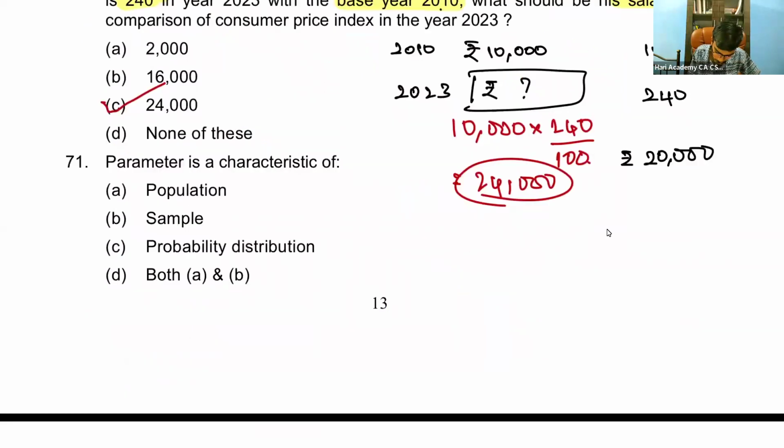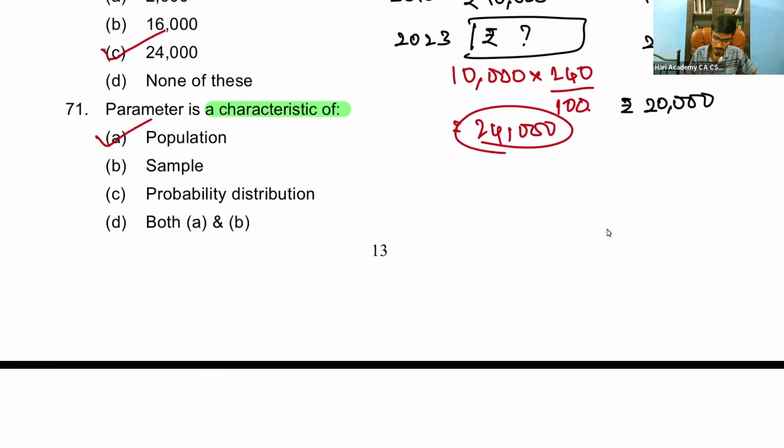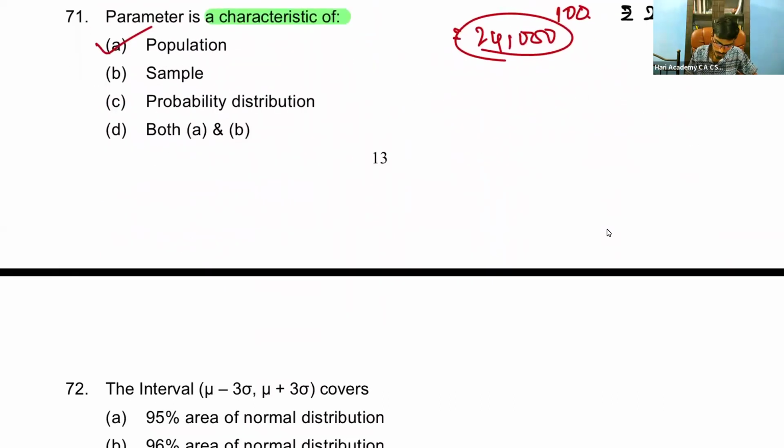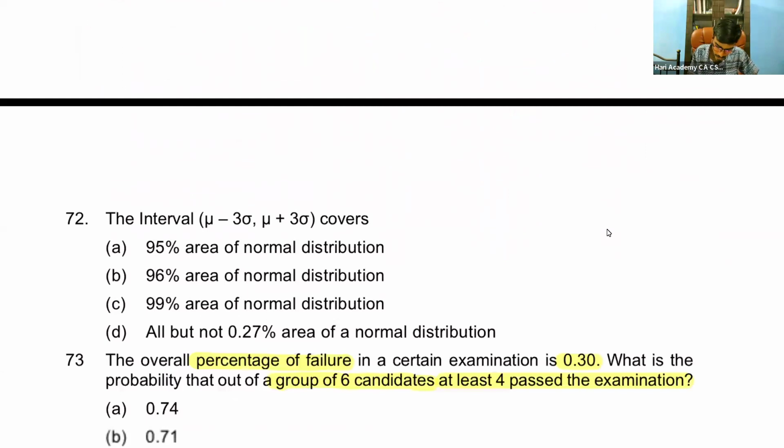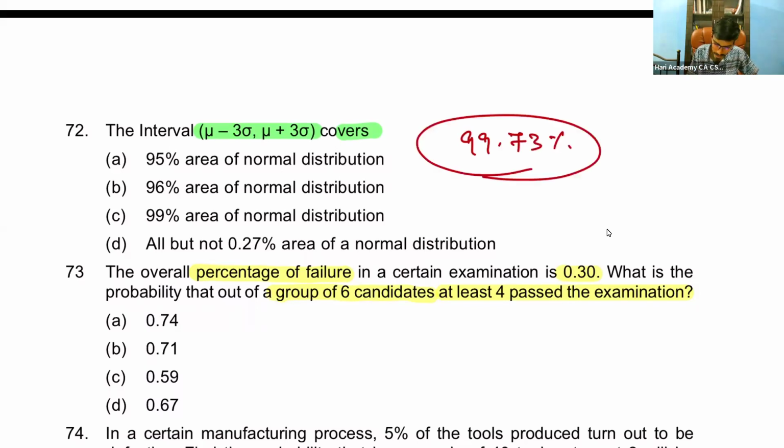Next, parameter is a characteristic of. What is this parameter characteristics? The characteristics of a parameter is known as directly population. Direct theory based question, book back question. You can simply do it. Then the interval of mu minus 3 sigma to mu plus 3 sigma covers, it will cover 99.73%. Okay, 99.73%.